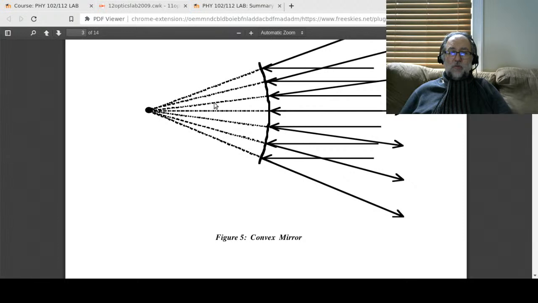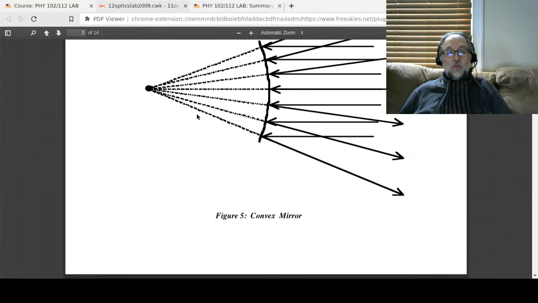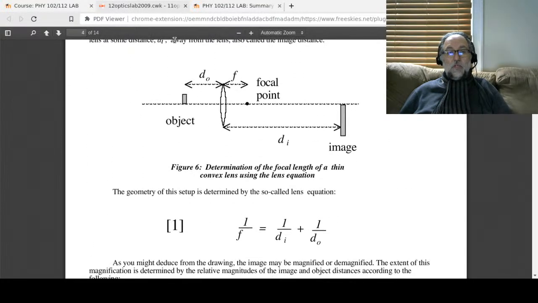So what we're going to do in this lab is we're actually going to study how these lenses work to take objects and create images with them, all right? And Dr. DeHaven doesn't really do a ray diagram in here. I'll do that in a minute, but just let me show you this diagram, this formula, before we switch over to another screen here.